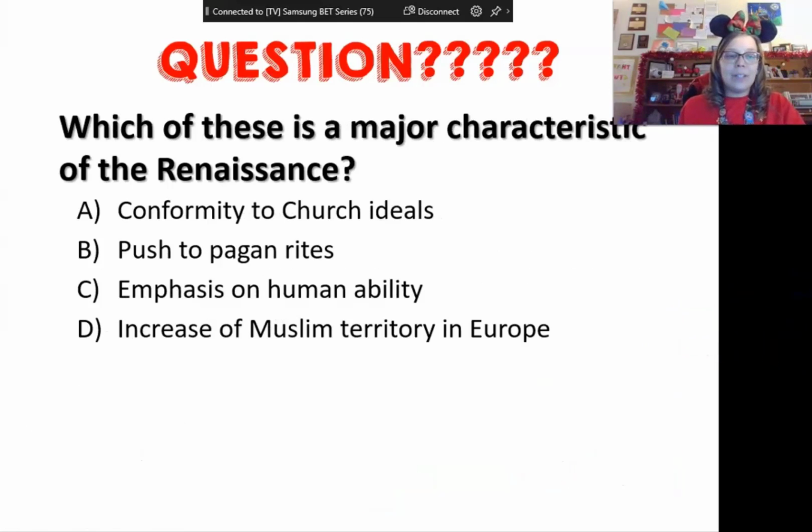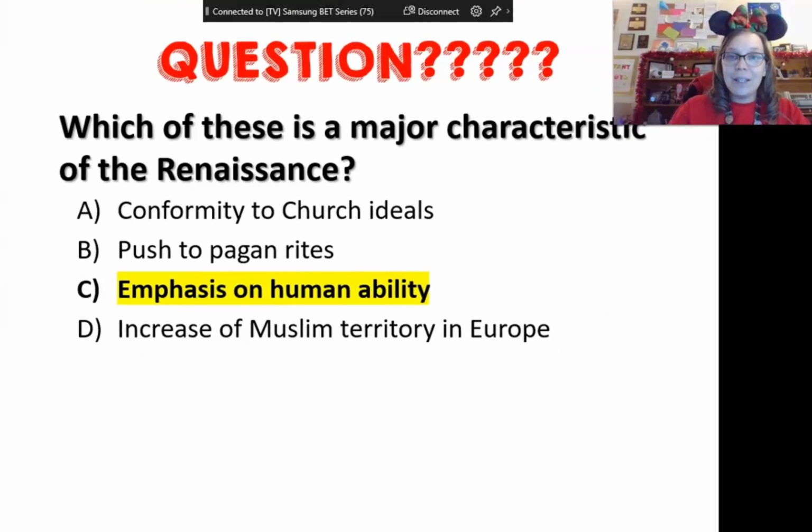All right, now here's another question to quiz yourself. Which of these is a major characteristic of the Renaissance? A, conformity to church ideals, B, a push to pagan rites, C, emphasis on human ability, or D, an increase of Muslim territory in Europe. If you chose C, then you are correct.